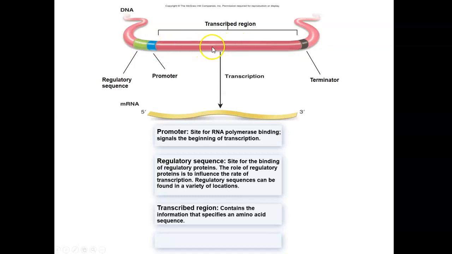Again, our transcribed region, this is going to be what ultimately gets made into protein. And then again, that terminator sequence is where all the machinery is going to disassemble and fall off of the DNA. And then the DNA will just come back together. That double-stranded region will come back together and form the complementary base pairing.